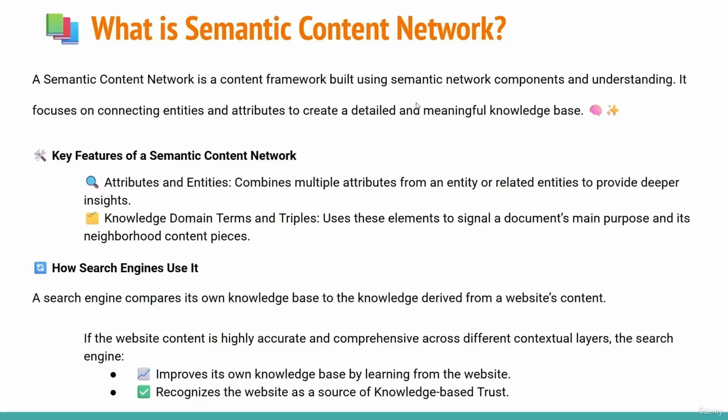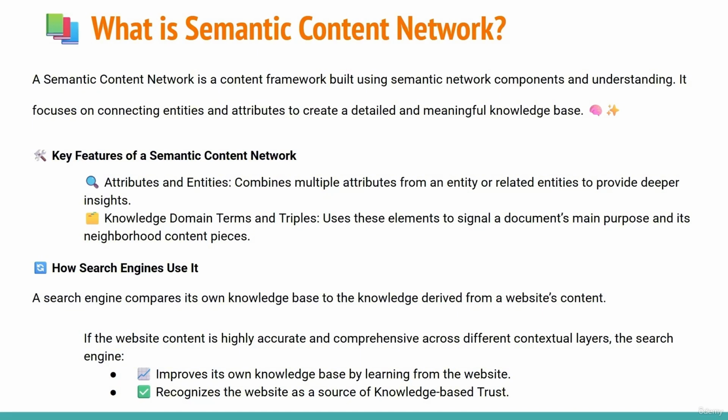What is a semantic content network? It is built using a network, usually for creating a detailed and meaningful knowledge base. A topical map focuses on one specific thing, whereas a semantic content network focuses on a broad level topic overall. Therefore, one semantic content network can have many topical maps under it. And one website can also have many semantic content networks.